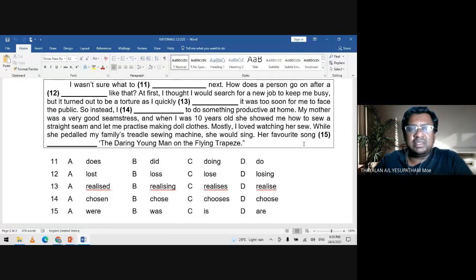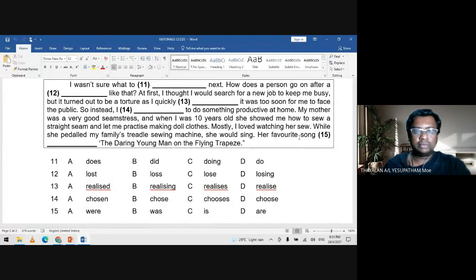Okay. At first, A, sir? No, it's not A, it's B. Loss, kehilangan. Lost, hilang. Loss, kehilangan. So how does a person go on after a loss like that? This is where the catch is. You see, number 12, if you look at the options, I've given all very similar, very close options from the same word, from the same family. So this is where the catch is, and this is how SPM questions would be.